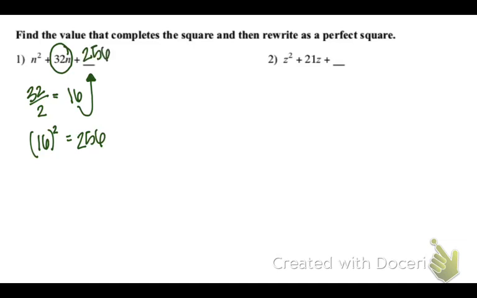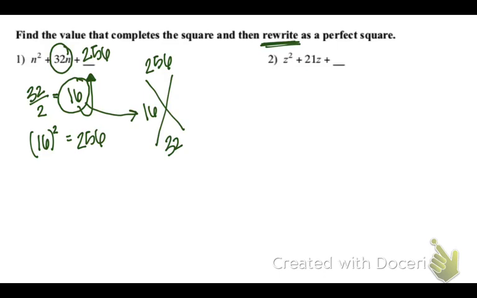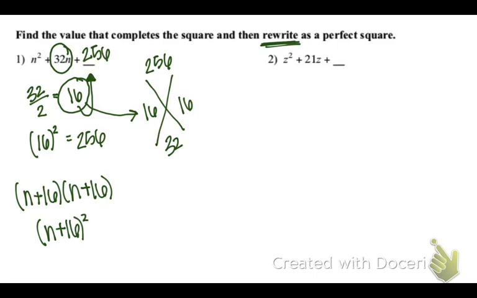And then we want to rewrite this as a perfect square. To do this, we're trying to see what multiplies to be 256 and adds to be 32. It will always be whatever this number was. So it's going to be 16 and 16, because 16 times 16 is 256 and 16 plus 16 is 32. So then this is going to be n plus 16, n plus 16, which is going to equal n plus 16 squared.